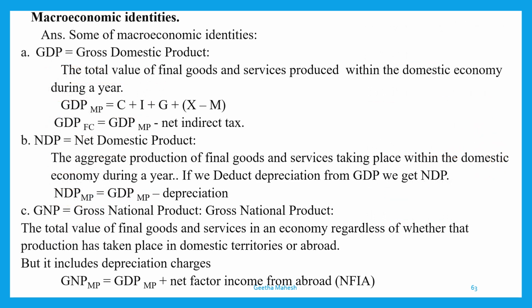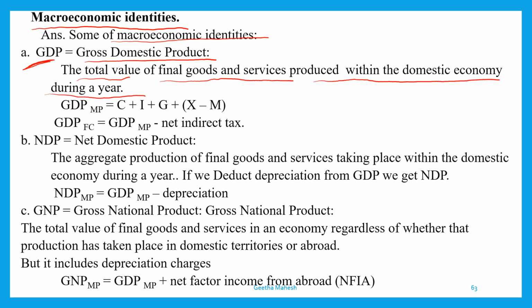One more important 6-mark question: macroeconomic identities. Some important macroeconomic identities are GDP, gross domestic product, the total value of final goods and services produced within the domestic economy during a year. So what is the formula for GDP at market price? It is equal to C plus I plus G plus X minus M. Gross domestic product at factor cost is equal to GDP at market price minus net indirect tax.